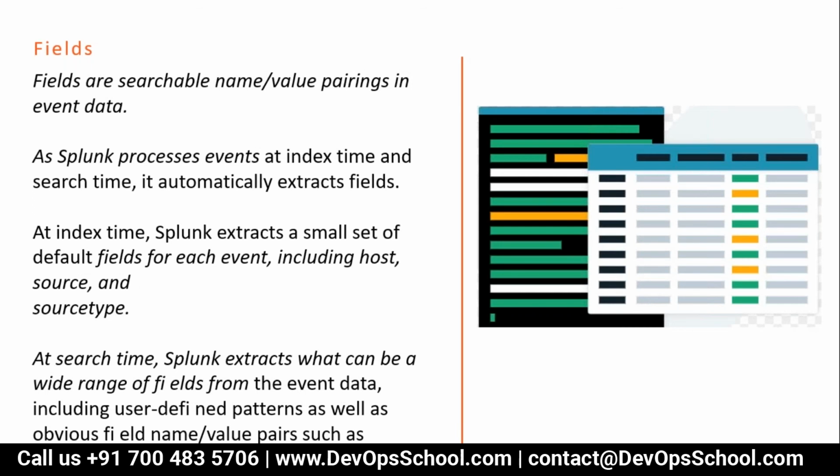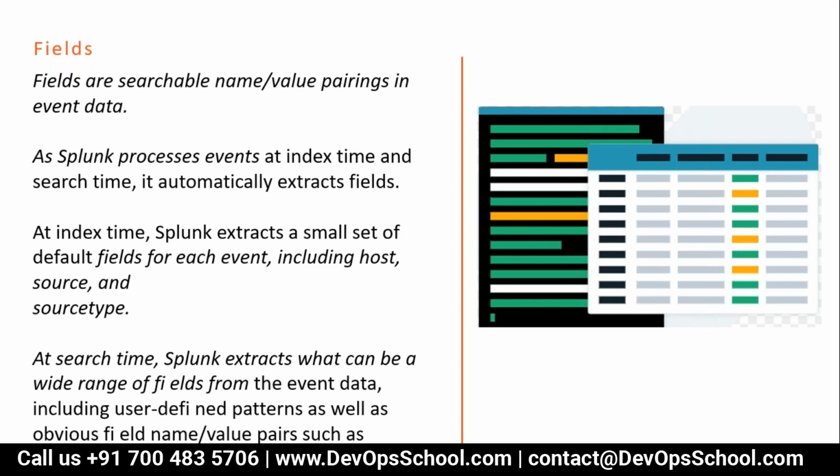Now, what is a field? I think you will understand it much faster. Fields are searchable name and value pairings in the event data. Each event's data, if you look at it column-wise, these are called fields. As Splunk processes these events at index time and search time, it automatically extracts the fields. Though you can customize it and decide the fields yourself, Splunk automatically extracts different fields from the event and indexes them.